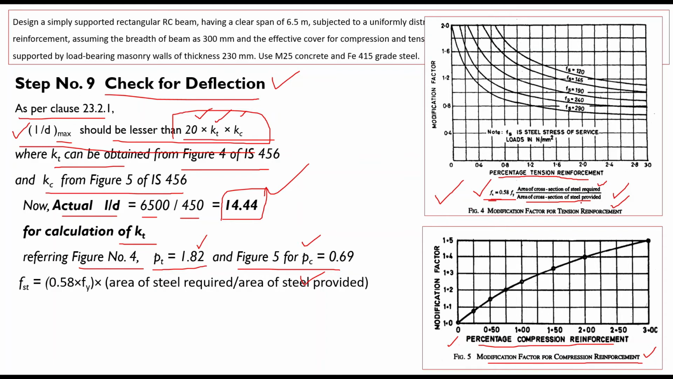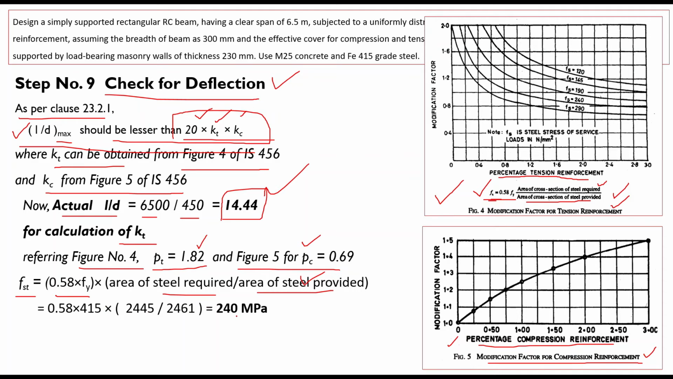So first let us go through figure number 4. Here you can see we have to calculate the Fs value. What is Fst? Fs is the maximum limit of the steel stress in tension, given by 0.58 Fy into the ratio of area of steel required upon area of steel provided. So this is the area of steel required in our design problem, and how much we have provided.